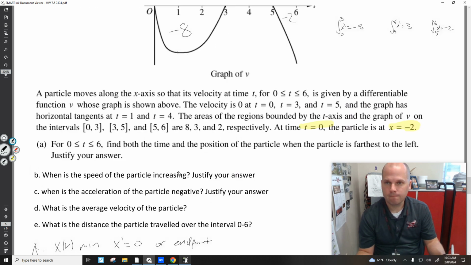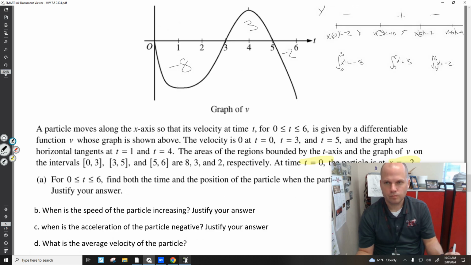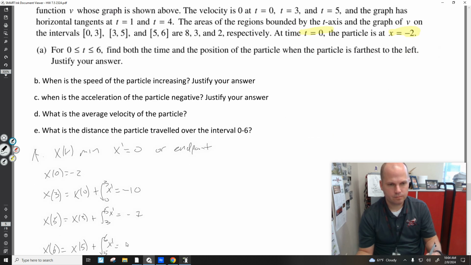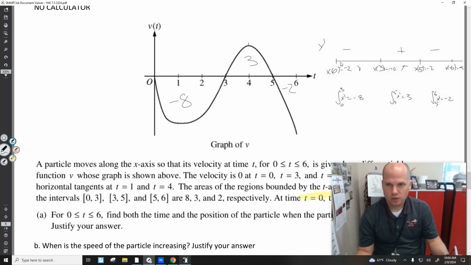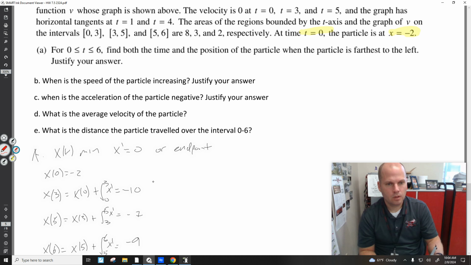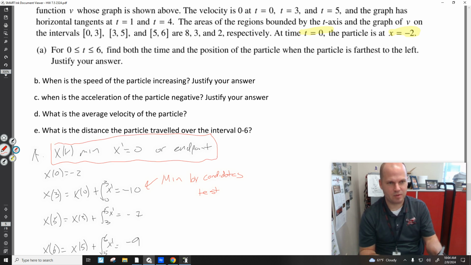Okay. -10. -7. -9. It's making sure that works. Subtract 8. Add 3. Subtract 2. -9. Good. All right. Min by candidates test. You tested your candidates. That came from here. You can't say min by candidates test unless you have this statement where your candidates come from.